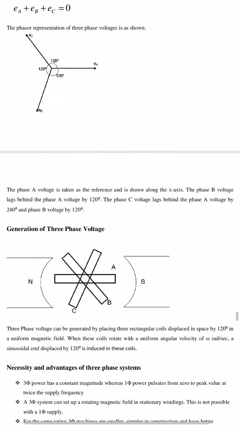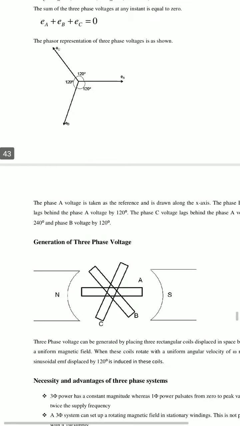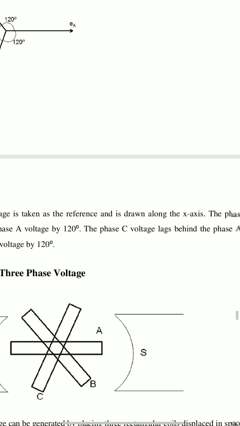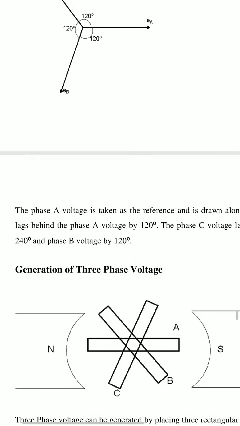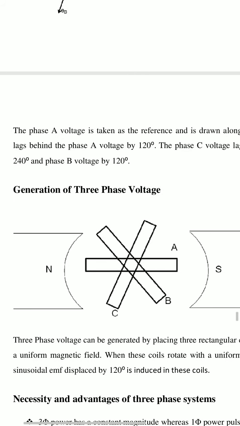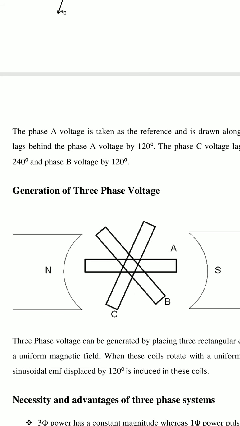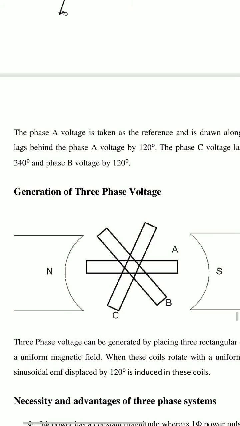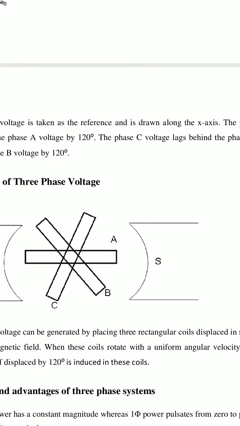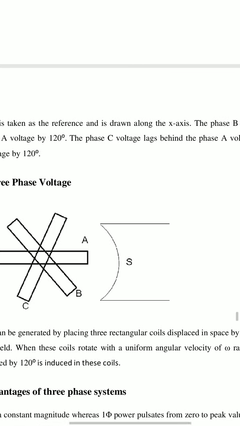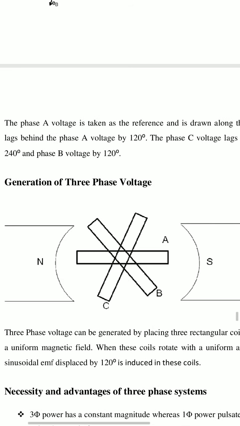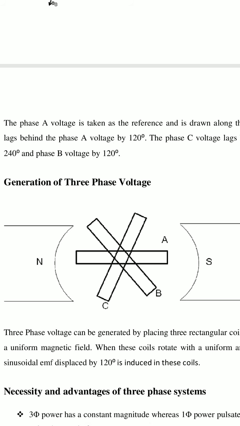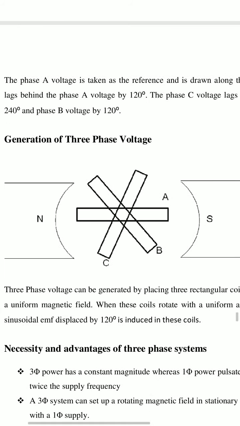The phase B voltage lags behind the phase A voltage by 120 degrees. Here the phase C voltage lags behind the phase A voltage by 240 degrees and phase B voltage by 120 degrees.